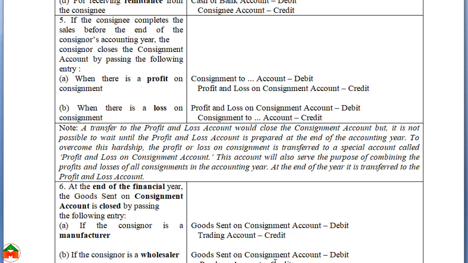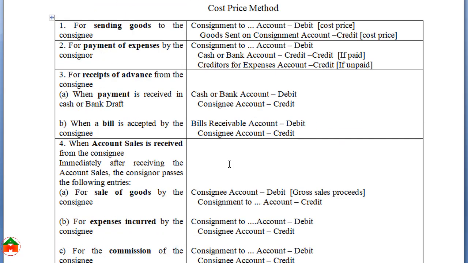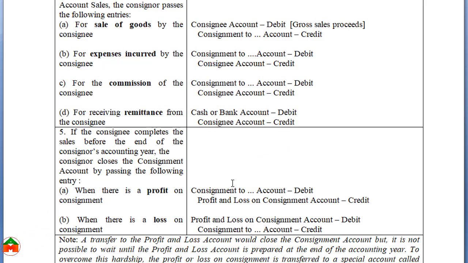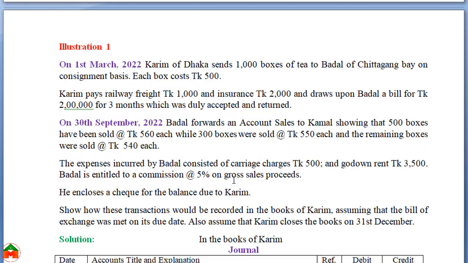So these are the initial discussion for the journal entries that should be made by the consignor using the cost price. I am going to show a practical illustration. Here we can see one illustration is given for your easy understanding for making the entries in the book of consignor. We can see, suppose on 1st March 2022, Korim, here Korim is the consignor, okay? Korim is the consignor, I mean the principal.